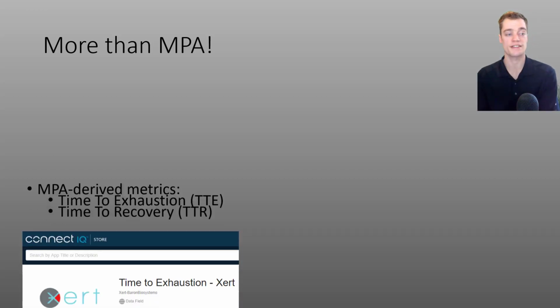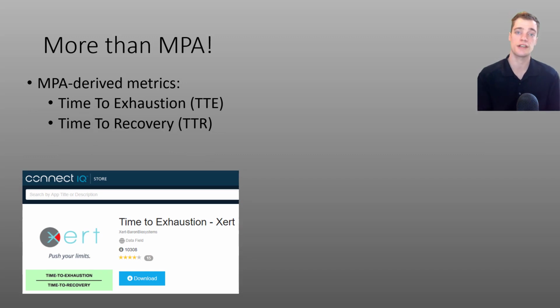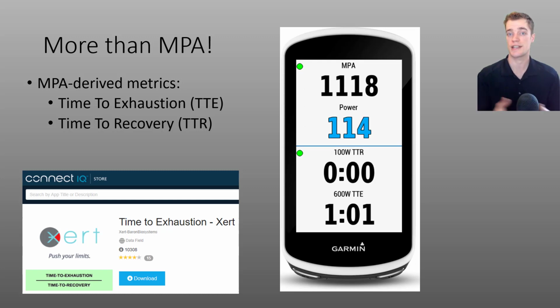To demonstrate this, I'll be using the time to exhaustion and time to recovery data fields. Those of you with Garmin devices can download this and install it from the ConnectIQ store. I'll be using screenshots from an Edge 1030 device to demonstrate the data field as well as explain the information that it provides. Starting off with time to exhaustion, as the name implies, this data field tells us how long you can hold a particular power output before you become limited by your MPA.